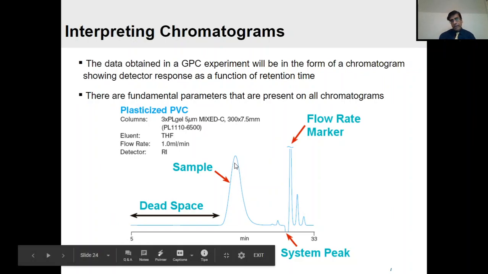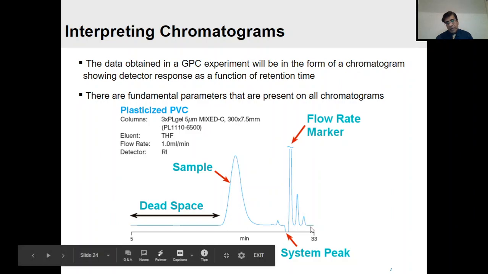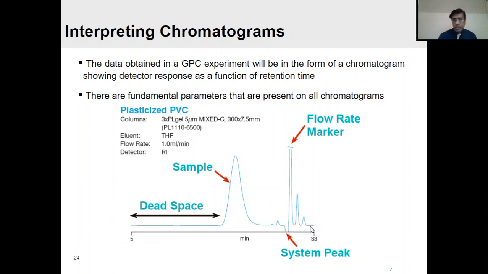So this is your sample's peak, and then after a certain point you will see a downward peak which is called a system peak. After that you have a big peak which is called the flow rate peak. The straight peak shows you have a stable flow rate, and this is the internal marker. If this peak is not straight, which means your flow rate was not stable, then your result will not be reliable. After that, all the peaks belong to small molecules, your solvent, or any small molecule impurities in the system.